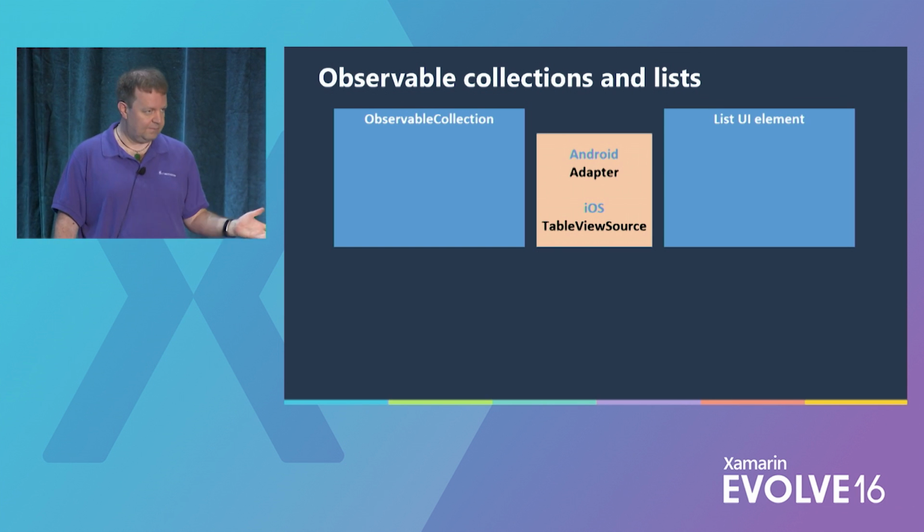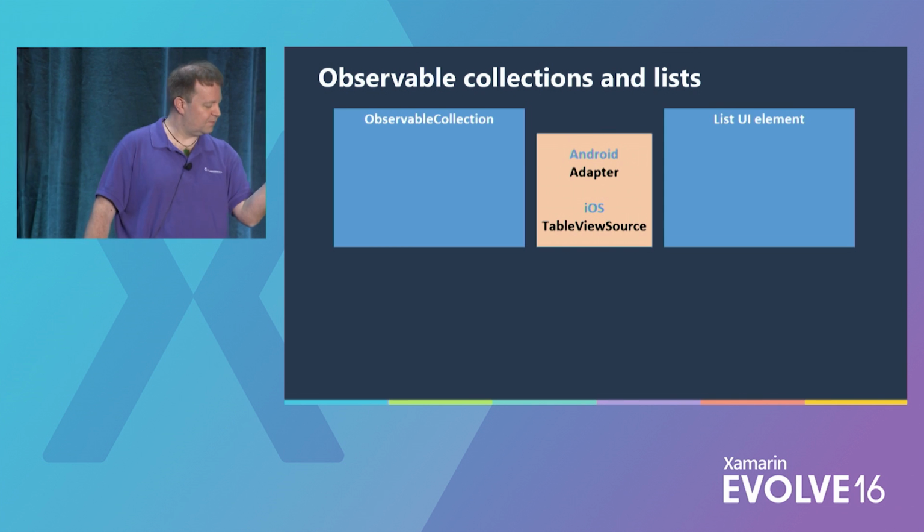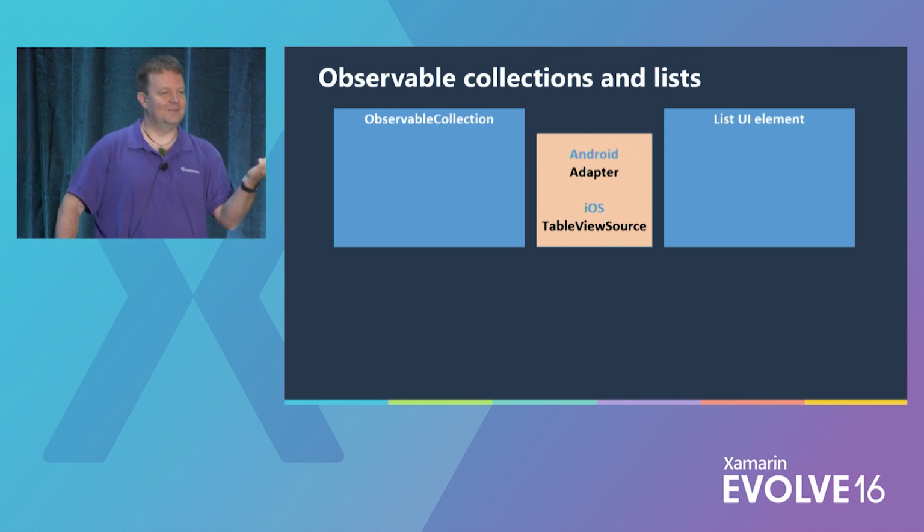So in MVVM Light, we take care of that. We give you an extension method which is going to say, hey, look at that, I just reached my step goal. Cool, I was like walking, okay.